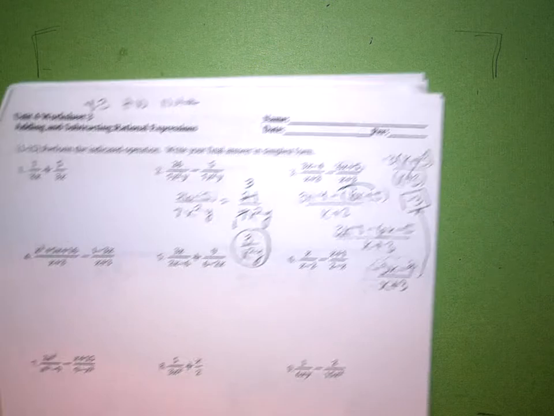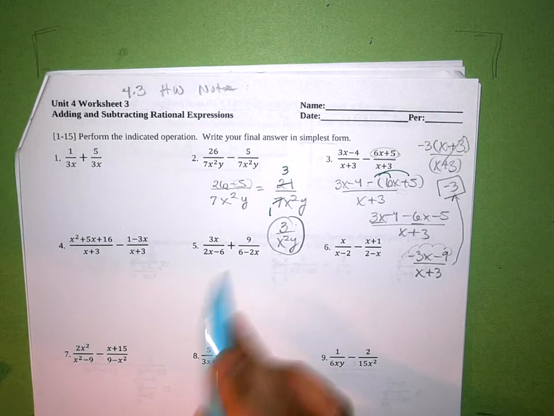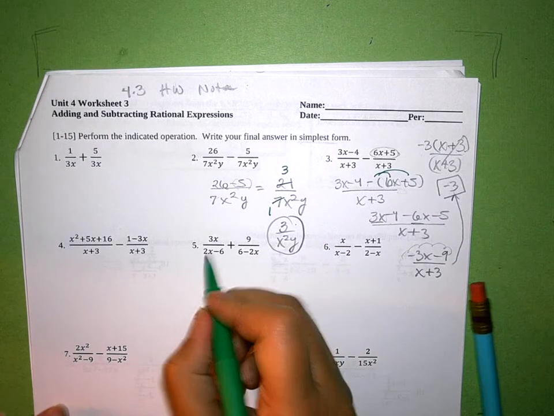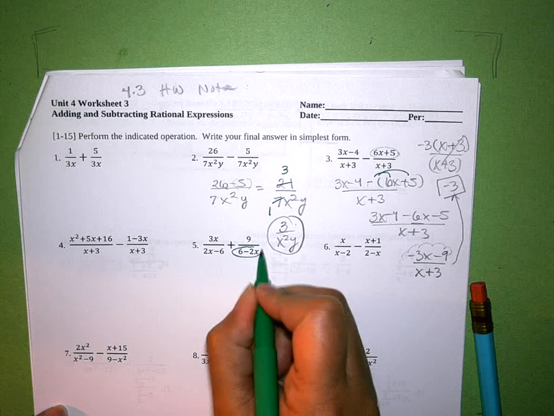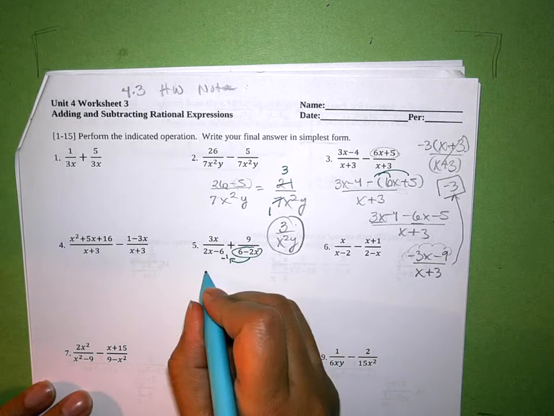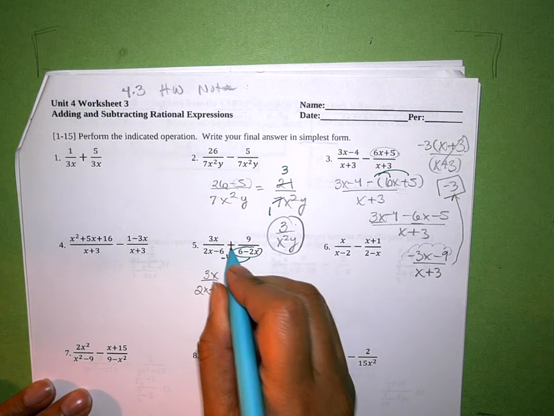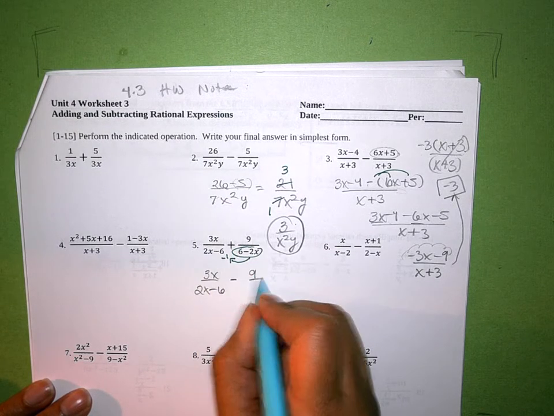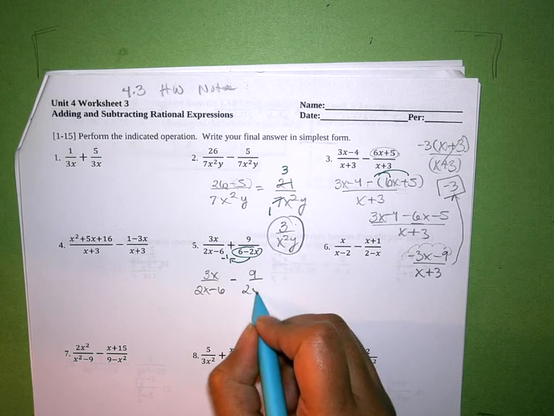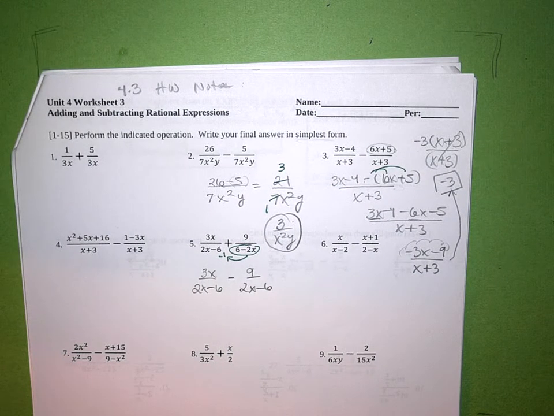Okay, number 5 is the next one I want to do. Now, these two are not common denominators, but I'm hoping you recognize that they are opposites. Do you see that? 2x minus 6, 6 minus 2x. You're going to pull a negative 1 out. So you have 3x over 2x minus 6. That negative 1 changes that plus sign to a minus sign, and pulling the negative 1 out makes the negative 2x positive 2x, and the positive 6 a negative 6. And now they have a common denominator.